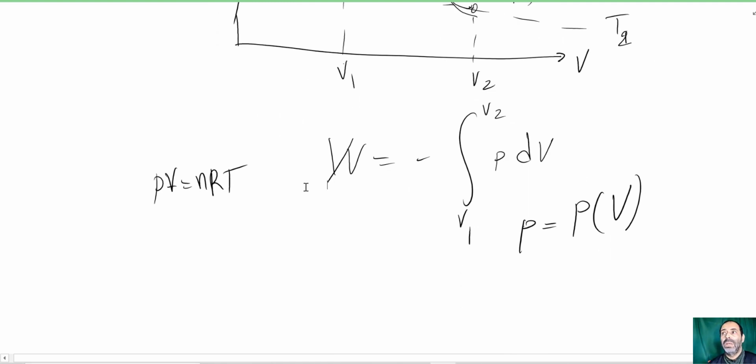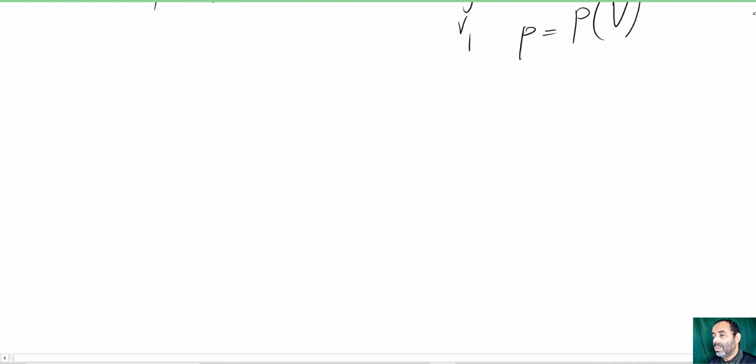This is not an isothermal process, so this is not going to help me now. I need to find what this function is first. Okay, so let's do that. We need to find how P and V are related to one another.